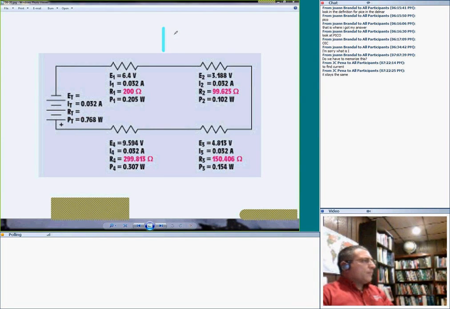How do you find this one, guys? Piece of cake. You need R2. Let's just do it for R2. R2 equals E2 divided by I2, right? From Ohm's law, and E2 equals 3.188 divided by 0.032, and that's where you get that 999. The same goes for R1 and R3 and R4.